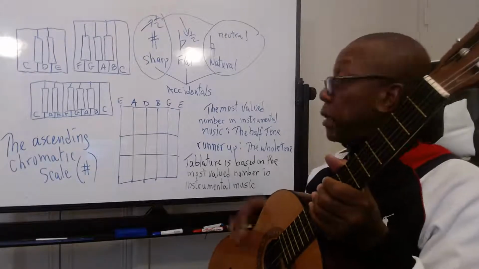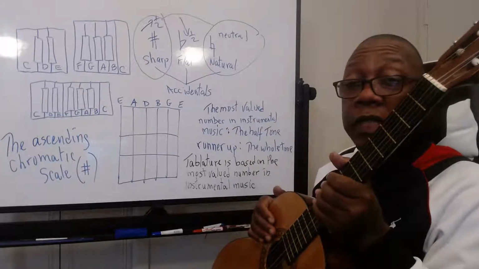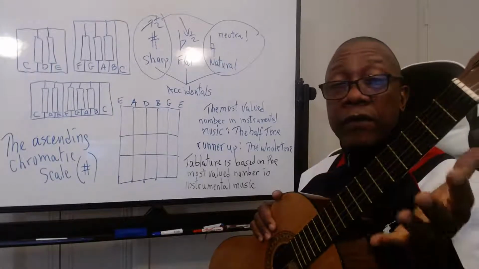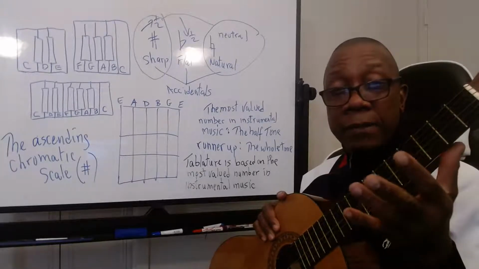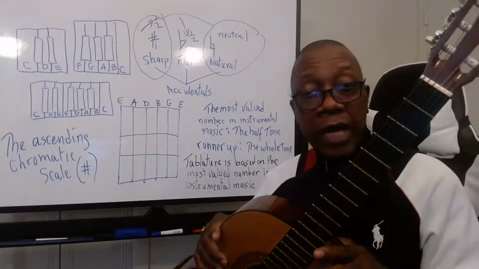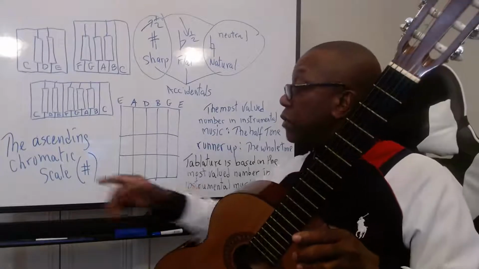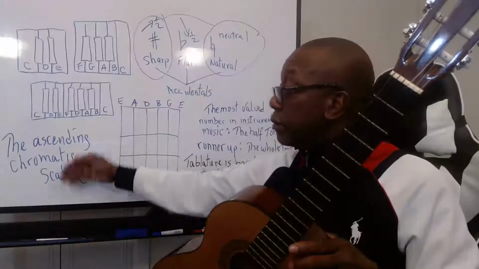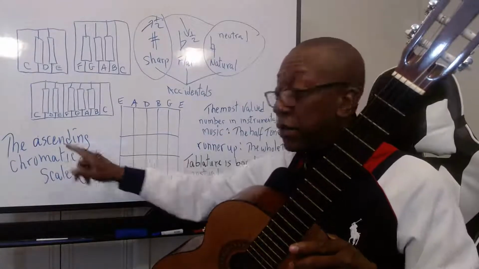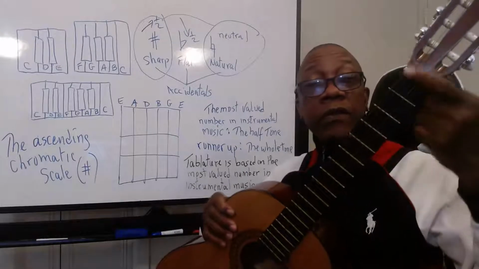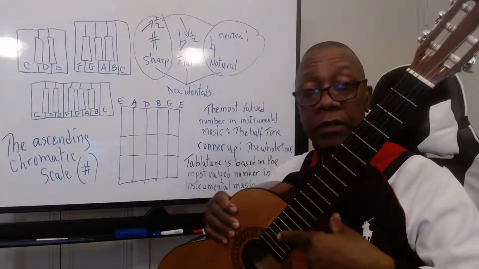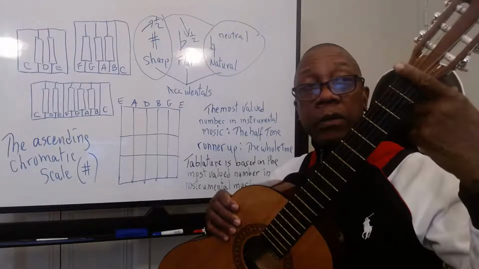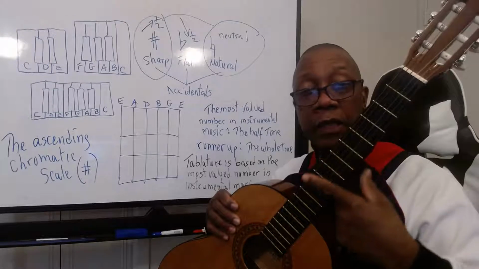We are going to learn about the most valued number in instrumental music. It's a half tone, the half step. The guitar is built on half steps. The half step is considered to be the chromatic scale. It's built on chromatic scales. So I say ascending because we're using sharp from the head down to the body of the tablature. We're going sharp from low to high.